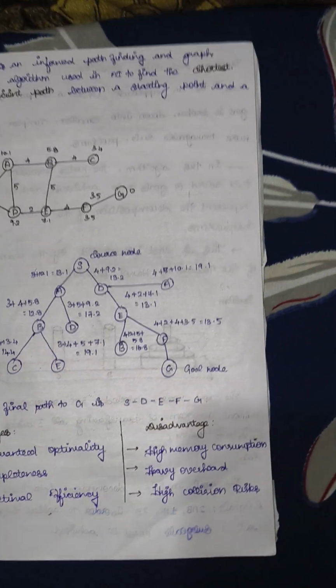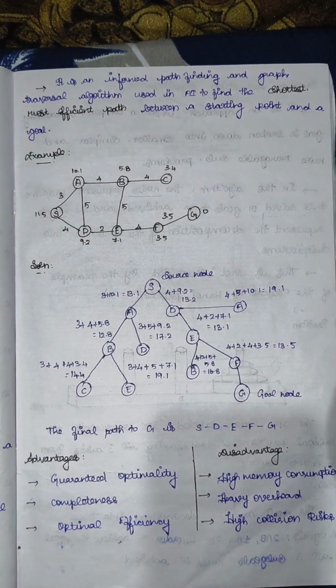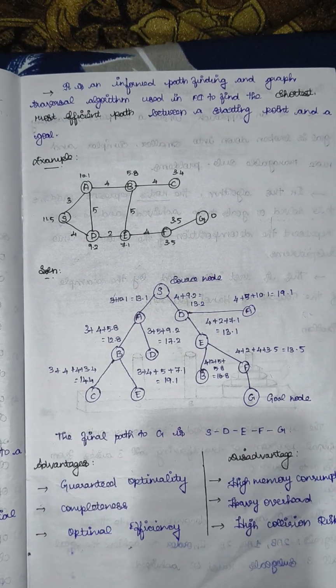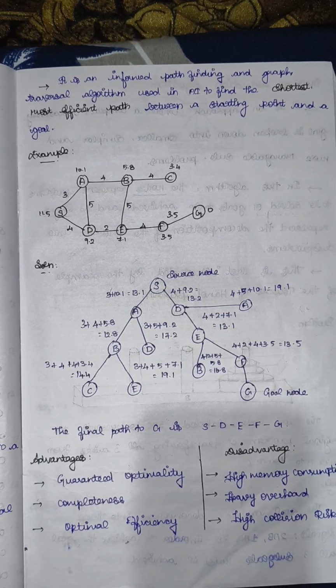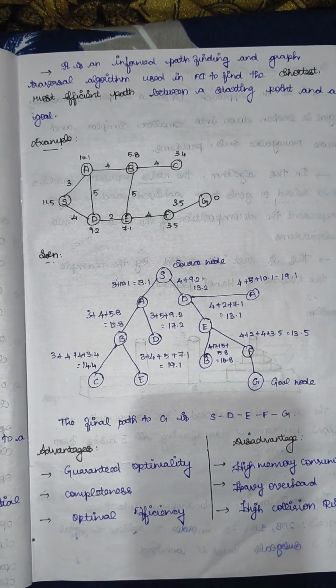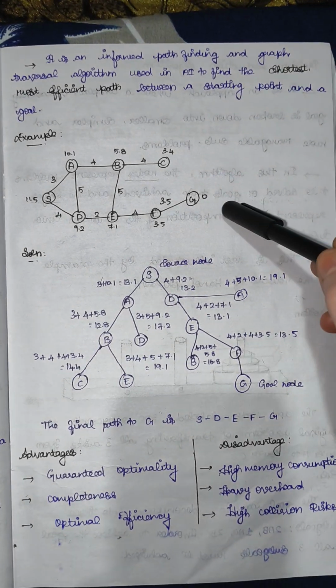Before that, this is a graph traversal algorithm, which is used to find the most efficient shortest path to reach the goal node from the source node. So this is the given example.